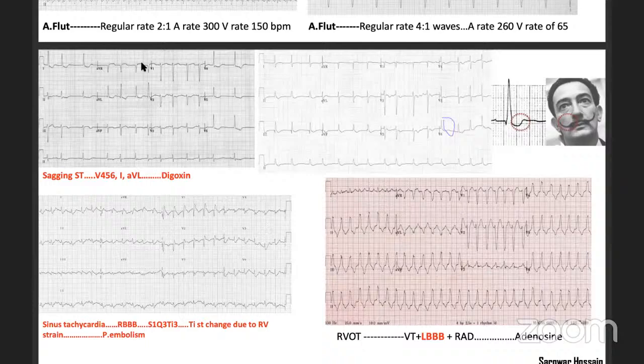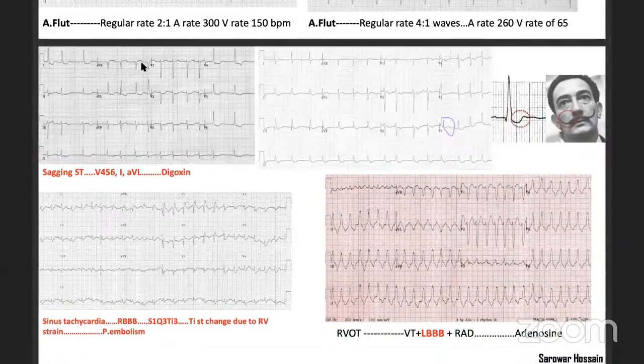Okay. The next one, they mentioned RV strain. There is an RBBB pattern. There is an S1, and I think T3 I can make out. Q also I can make out. S1 Q3 T3, so basically the sinus tachycardia with S1 Q3 T3 for pulmonary embolism. S in lead 1, right? And in lead 3 there will be an inverted T and Q. Some ECGs which we saw only had the Q3 T3 pattern.